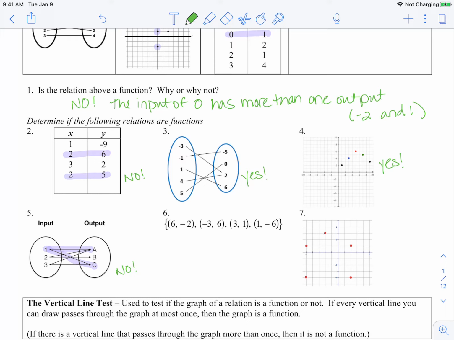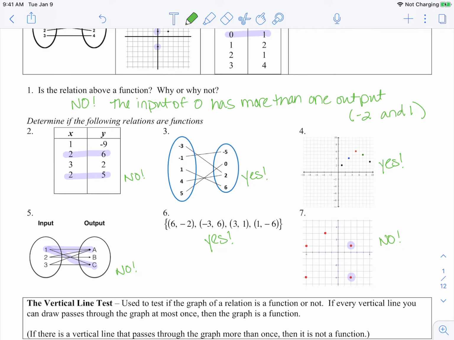For 6, we have 6, -2, -3, 6, 3, 1, and 1, -6. Each input has its own output, so yes, this one is a function. And for 7, we have -5, 1, -5, -4. We have -2, 3. We have 2, 1, and 2, -4. So this one also has multiple cases. Here we have at 2, 1, and 2, -4. Those both have the same input mapped to different outputs. So this one is not a function.